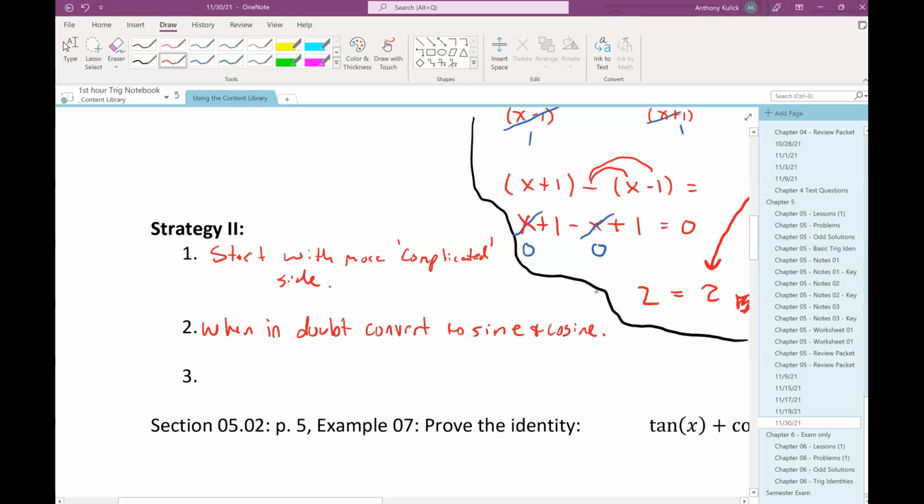If you get stuck or you're not sure what to do or there's nothing algebraic to do, I typically would advise to convert everything in terms of sine and cosine. And then make sure to use a common denominator if you're going to add or subtract fractions.